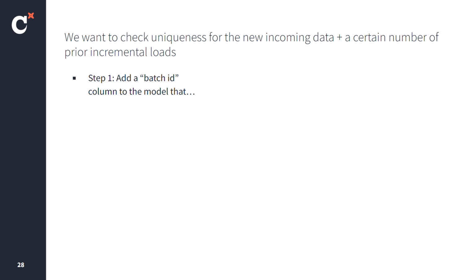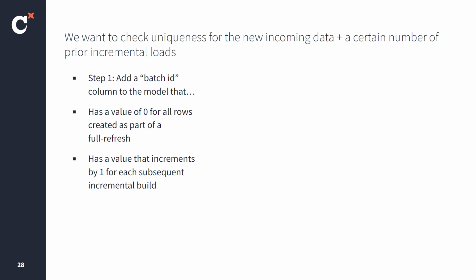In the model itself, we add a batch ID column that works as follows. It has a value of 0 for all rows that are added as part of a full refresh. And then the value just increments by 1 for each subsequent incremental build. So this is what this really looks like on the model that I've been talking about today. The last time we fully refreshed this, there were 35 billion rows in it, and those all got a batch ID of 0. Then you can see the next build after that, there were 3 million rows, and those all got a batch ID of 1, and so on. Each new batch that was added to the model got a batch ID added to it.